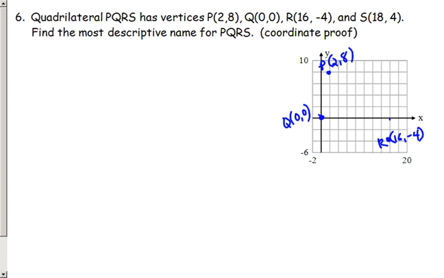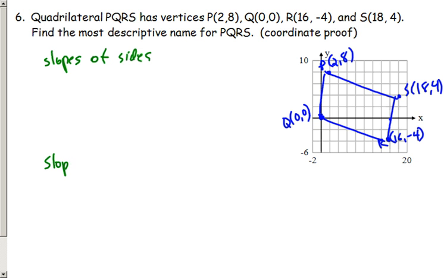And S is at 18, 4. Okay, so my question is, what is the most descriptive name for this shape? So again, when we do this, we check two things. We check the slopes of the sides, and then we check the slopes of the diagonals.